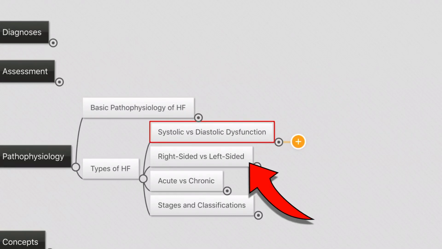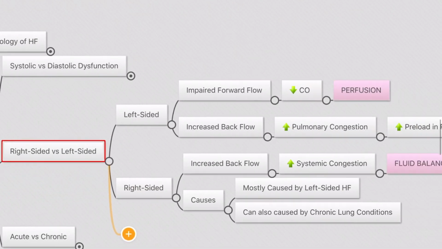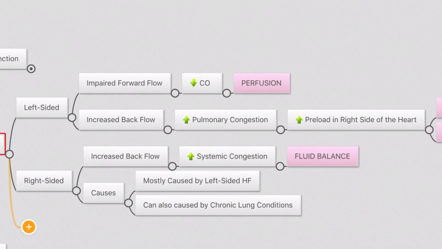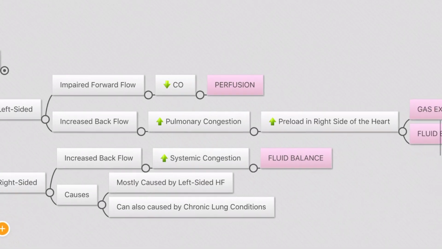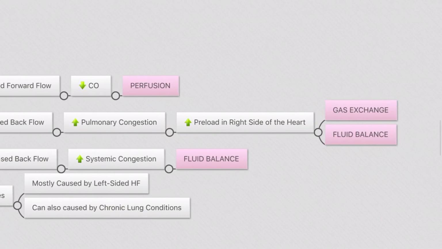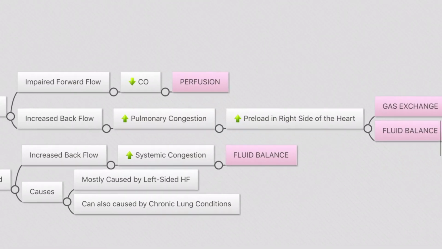Okay, next we're going to look at the right-sided versus left-sided heart failure. Now, for left-sided heart failure, there's an impaired forward flow, so that's why you have a decrease in cardiac output. So that's why the patient will have a problem with perfusion. Left-sided heart failure also has an increased backflow, and that will increase pulmonary congestion. Increase in pulmonary congestion is going to increase preload in the right side of the heart, and that's going to impair the gas exchange and also affect fluid balance.